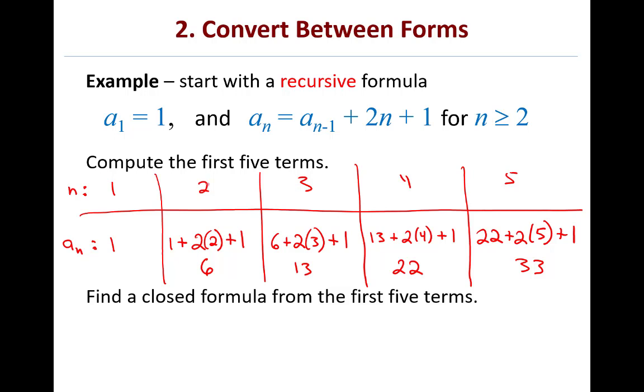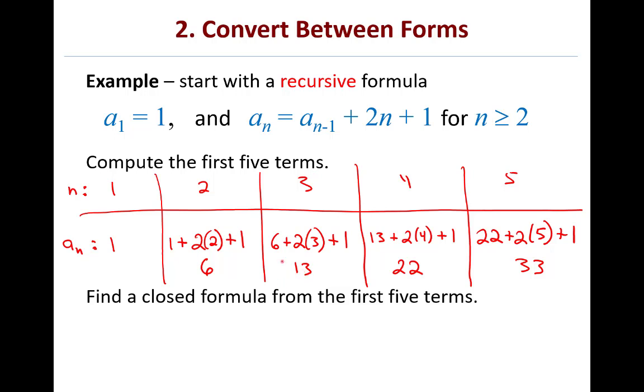I'm sorry, 2 squared is 4. It's a little bit under. 3 squared is 9. 4 squared is 16. 5 squared is 25. It doesn't exactly work. Like 2 squared is 4, I'd have to add 2. 3 squared is 9, I'd have to add 4.